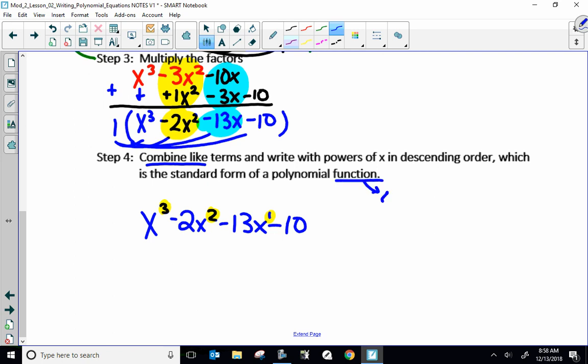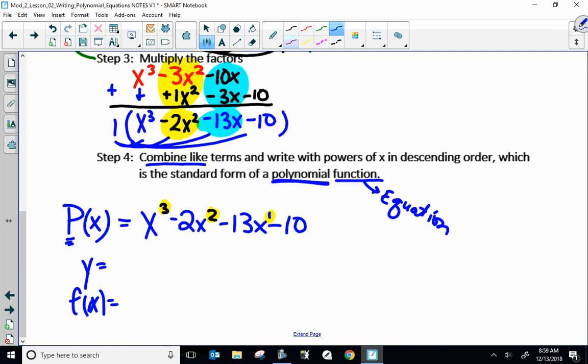Now, if they want us to write a function, I kind of just think of that as an equation. An equation needs an equal sign. You can use y equals. You can use f of x equals. I'm going to use p of x. You would not get it wrong if you put y of x, or y equals, or f of x equals. So how come I use p of x? I don't know. They're asking me for a polynomial. I just picked p because that's what polynomial begins with. That's not like a standard math thing. It's just a personal preference thing that I use. My polynomial with the variable of x, my function p of x, is x cubed minus 2x squared minus 13x minus 10.